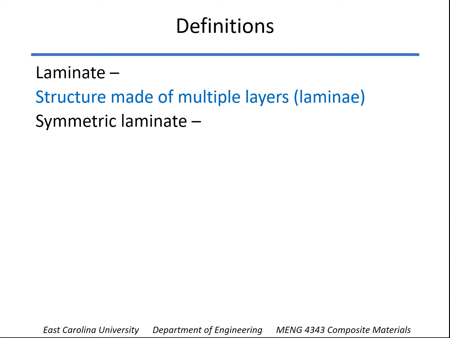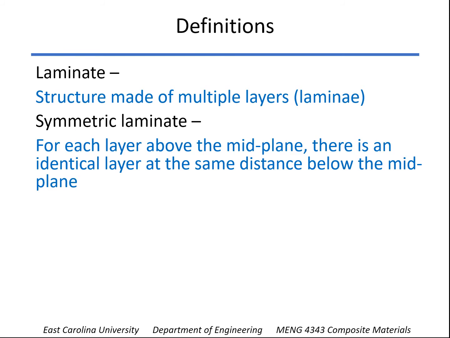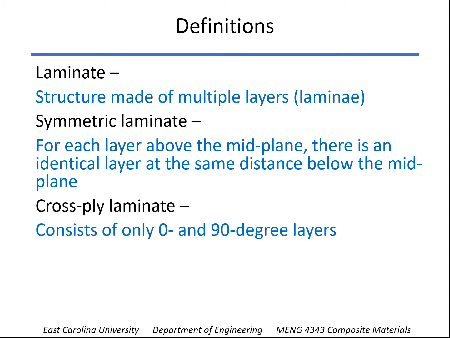We're going to restrict our analysis in this section to be those of a symmetric laminate. And that means that for each layer you have above the mid-thickness, the mid-plane, there's an identical layer. When I say identical, I mean same thickness, same orientation, same material, at the same distance below the mid-plane. A cross-ply laminate is one that consists only of 0 and 90-degree layers.